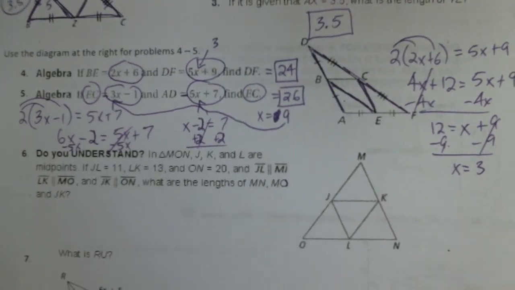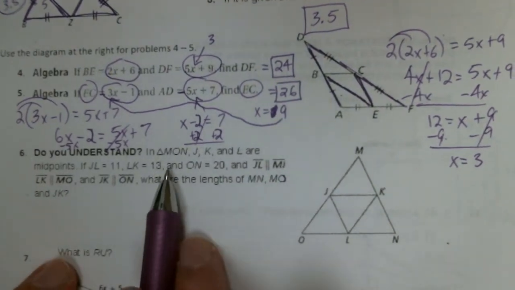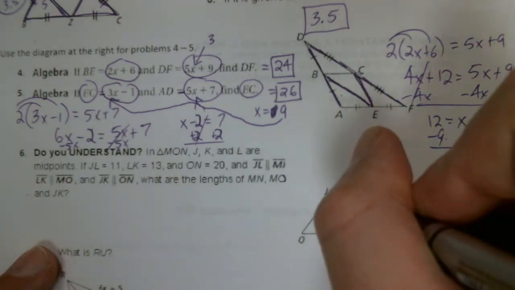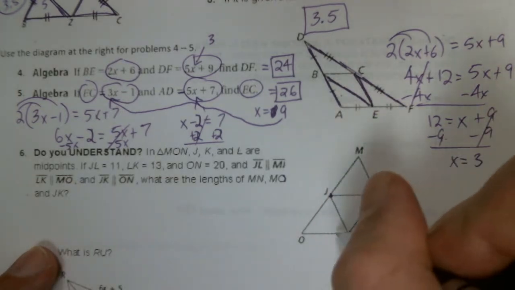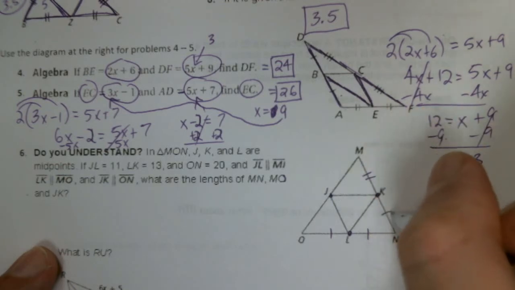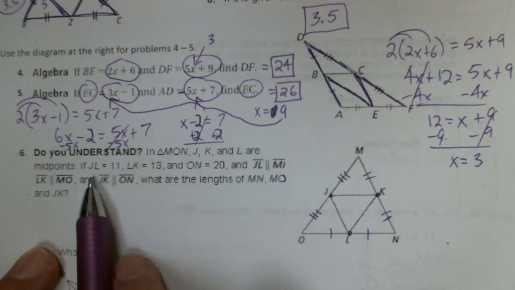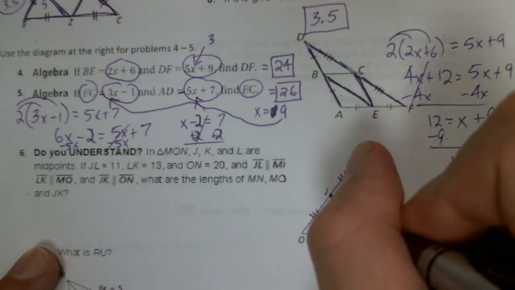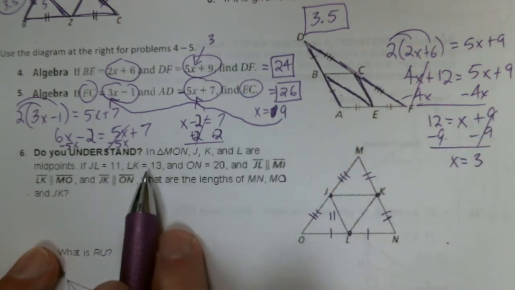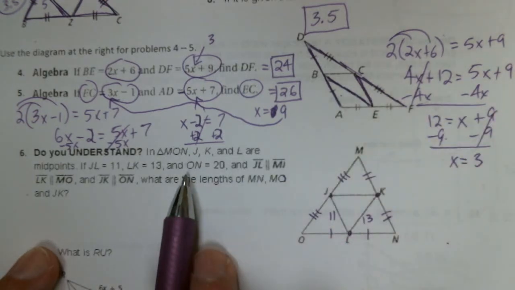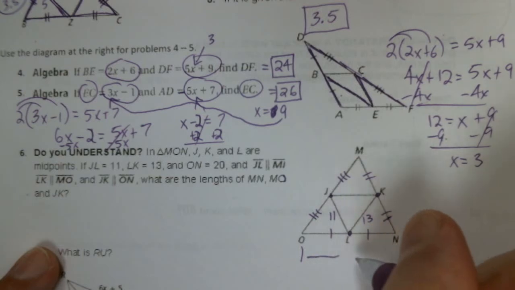Okay, let's move on. Number 6 says in triangle MON, J, K, and L are midpoints. Okay, so that's a midpoint, that's a midpoint, that's a midpoint. So I can put ticks on here if I'd like. So we have 3 different midsegments. And this says if JL is 11, let's go ahead and label these. JL is 11, LK is 13, and ON, this whole length down here, is 20.